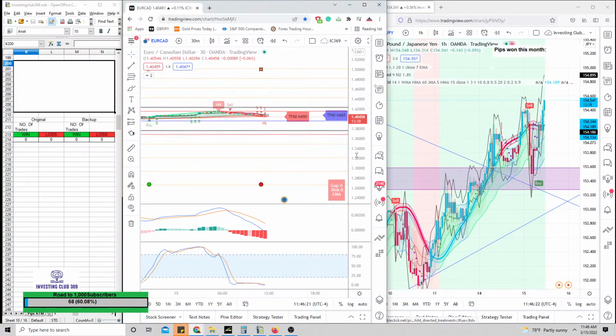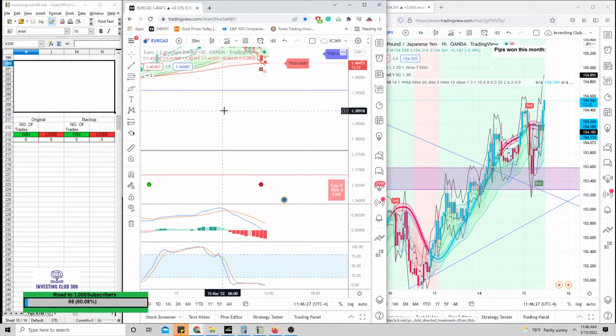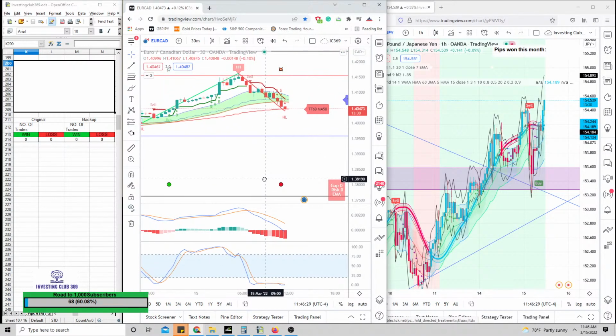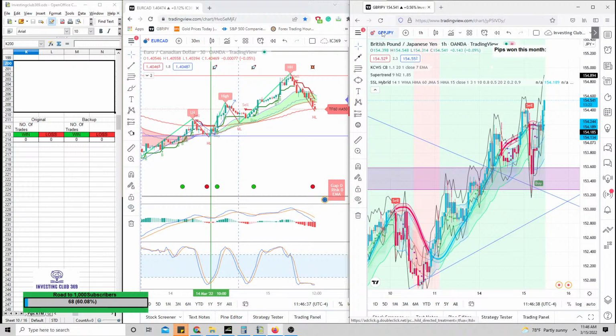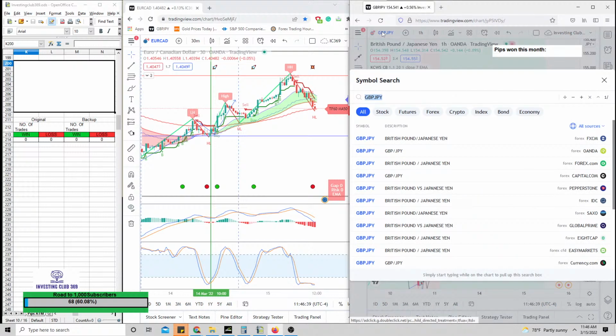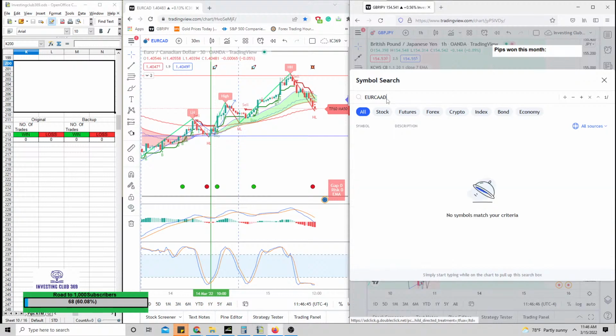Right here. I'm going to put some right now. Look, guys, it looks like a potential trade right here. No. What do you think? Euro CAD.